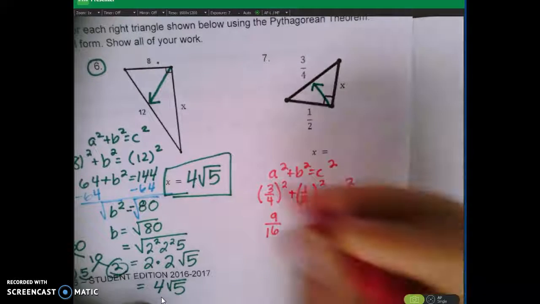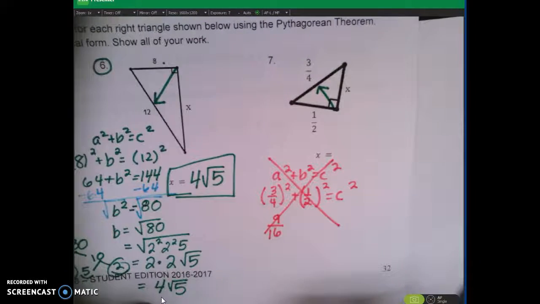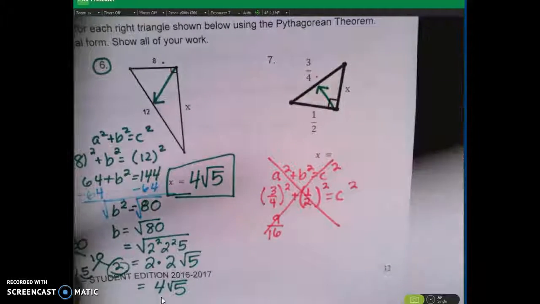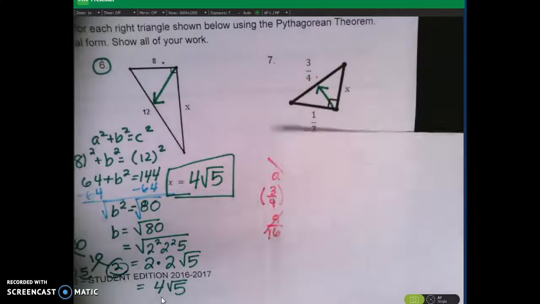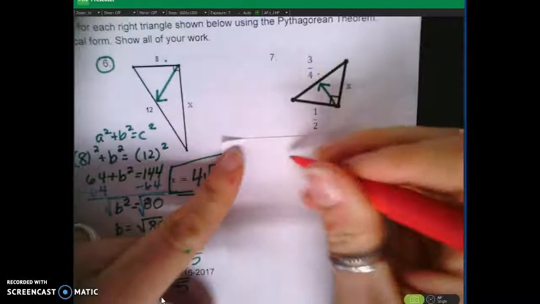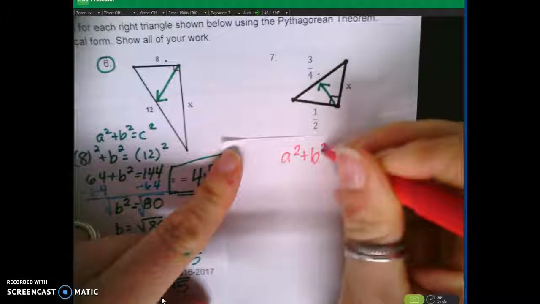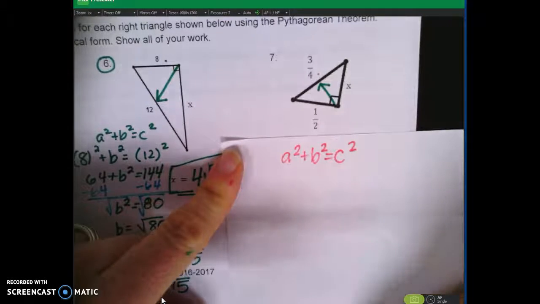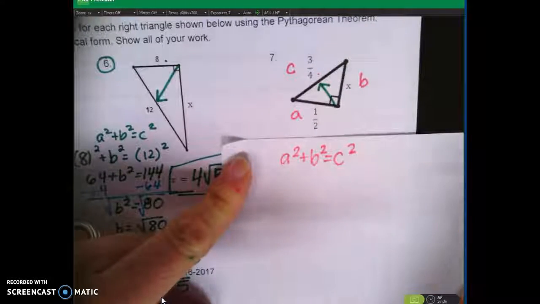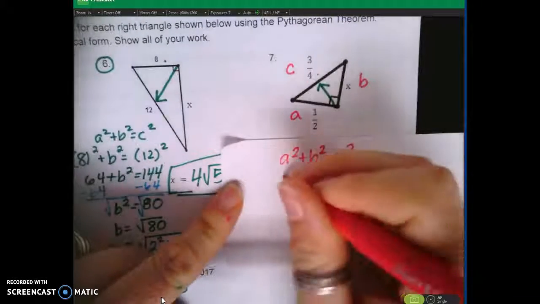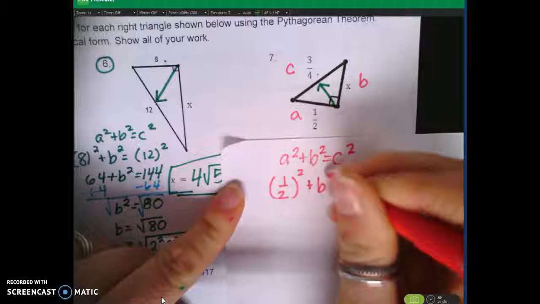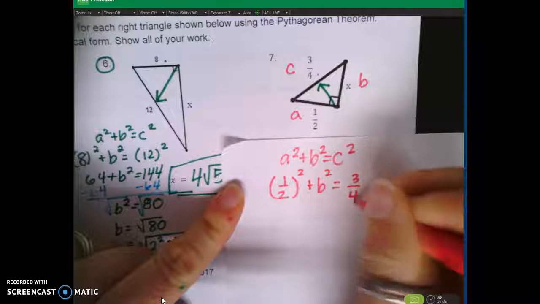You guys, I made a mistake. Notice 3/4 was, that's right, my c value. Silly Mrs. Barr. I hope you caught my mistake as well. So let's take a look. Let's restart this problem. And if you don't have room, you can always go to your opposite page. A squared plus b squared equals c squared. So sometimes it's helpful to even write the variables next to the numbers so we don't make silly mistakes like that. So 1/2 squared plus, I'm going to have it my b squared, equals my c squared, which is 3/4.